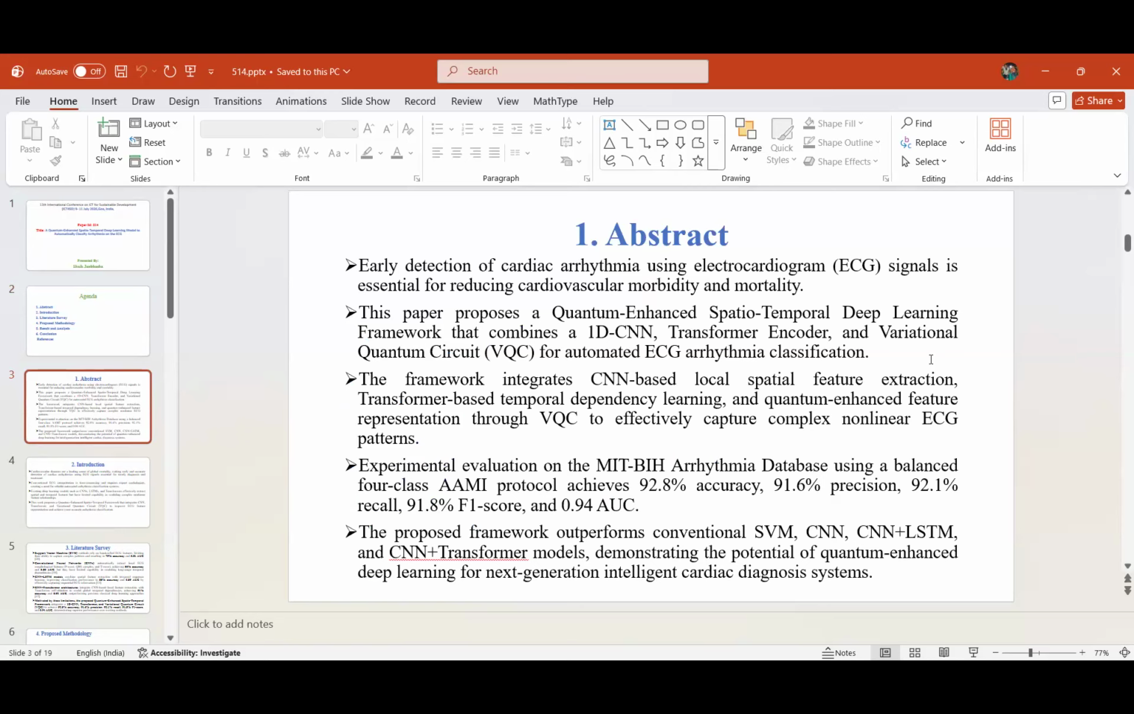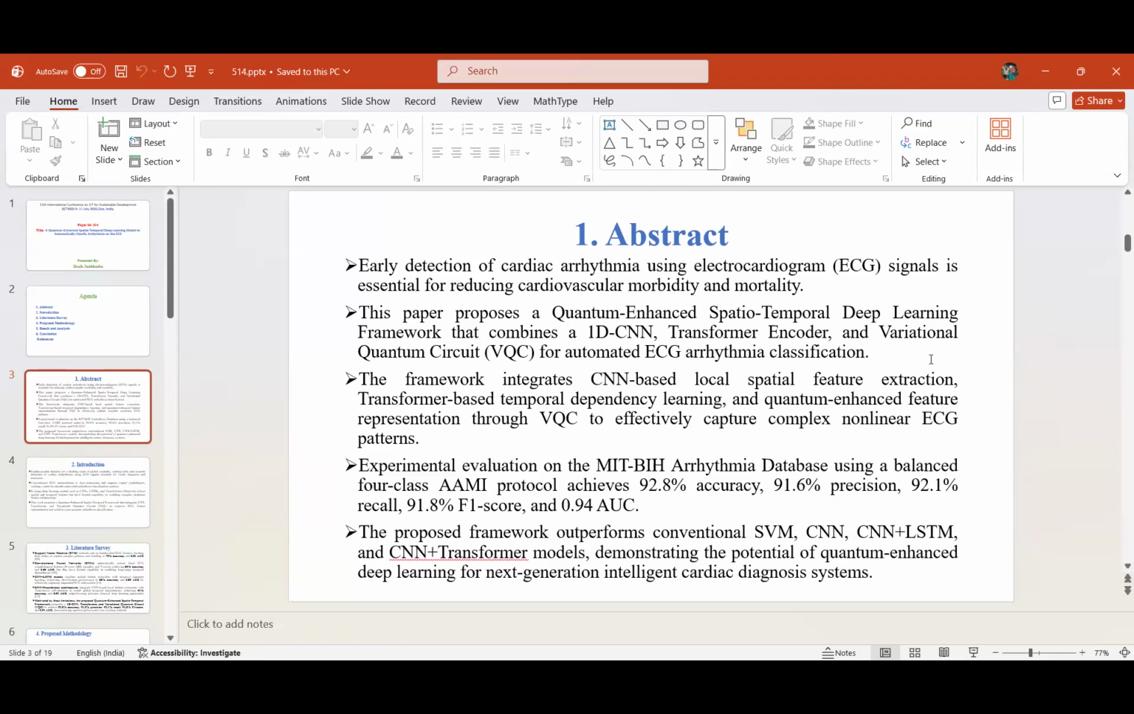Here, as you know, after COVID, most people are affected by cardiovascular problems as well as Alzheimer's disease. And according to the WHO survey, yearly 17 million people pass away due to arrhythmia, due to heart cardiovascular problems. So that's why early detection of cardiac arrhythmia using ECG signals is essential for reducing cardiovascular morbidity and mortality.